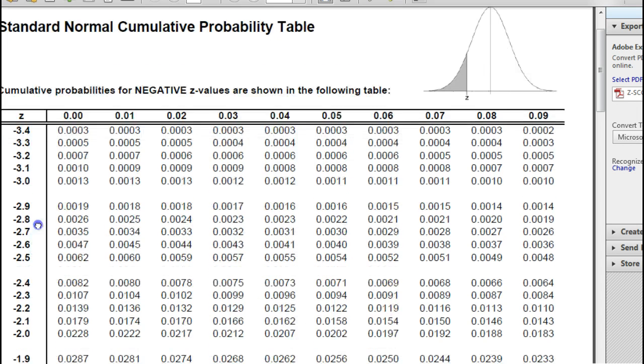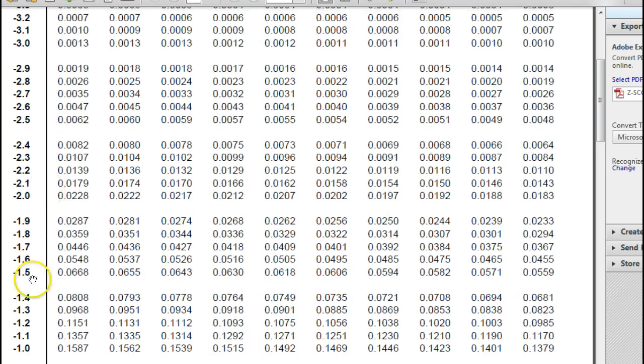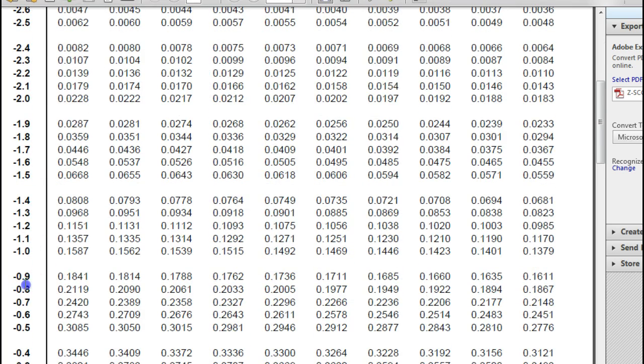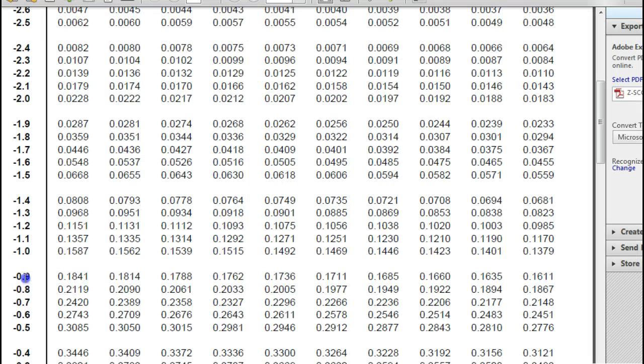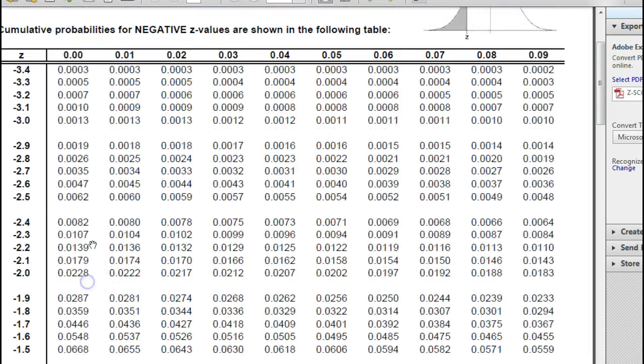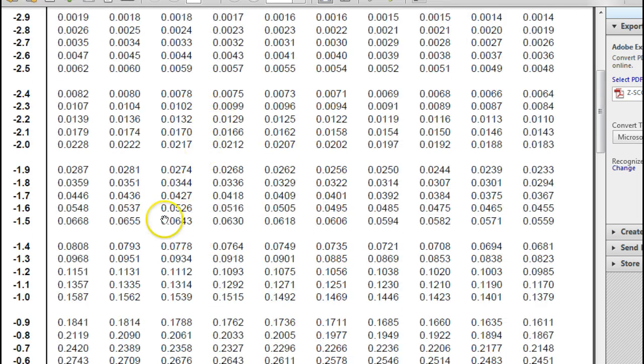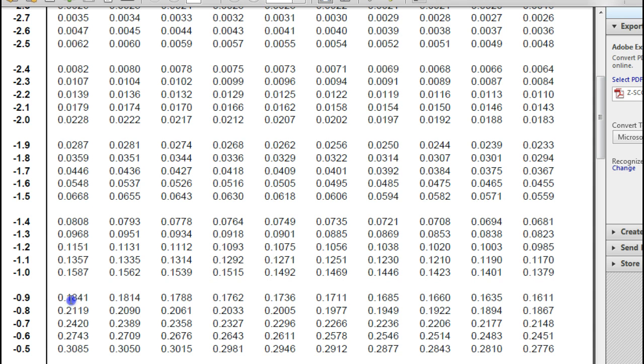So let's see. Here we have negatives. I'm looking for negative 0.9. Okay, so there's negative 0.9. Now we want negative 0.92. Now look at the tops of these columns. This is 0.0, and this is 0.01, 0.02, 0.03, 0.04, etc. So this number would represent negative 0.90, negative 0.91, and negative 0.92. So this is the value that I want.